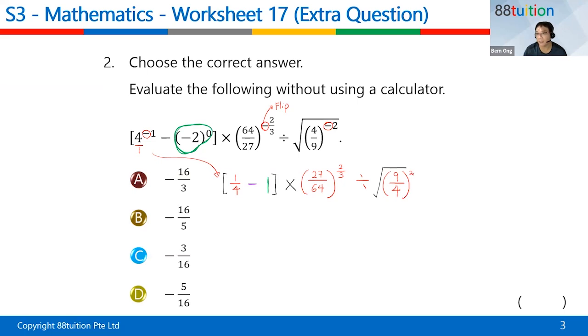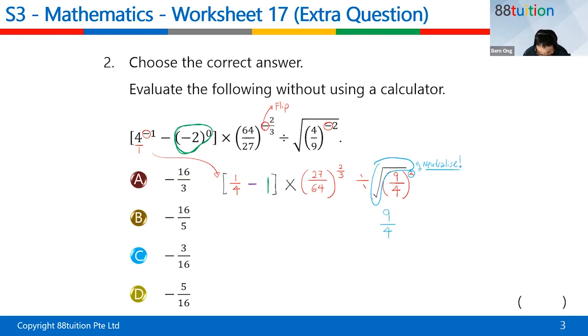Do you see something, children? Do you see that this actually neutralizes the square root and the square? These two together actually neutralize it. Wow, like science, you know. Neutralization. Acid and alkaline, neutralization. So when you see a square root and a square, neutralization. So this portion actually becomes 9 over 4 only.